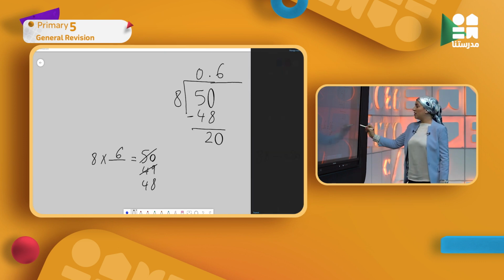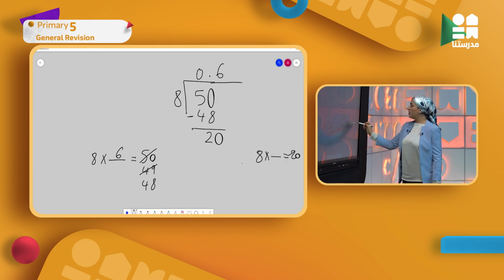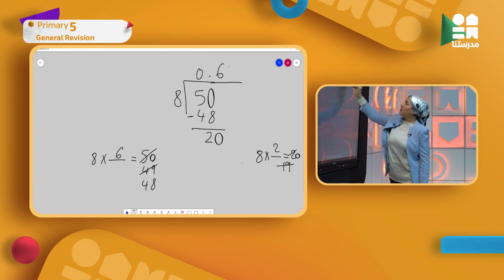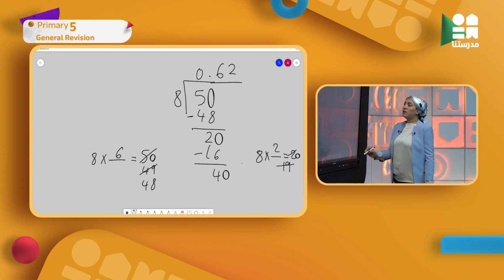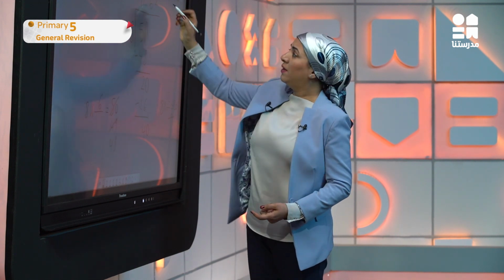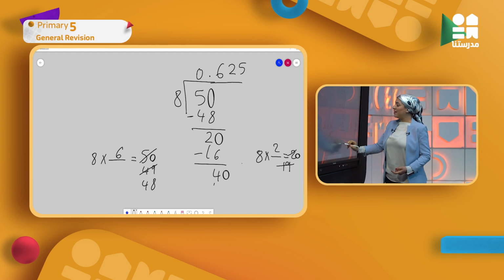So here again in table 8, 8 times what gives me 20? None, I ignore it. Then I will take 19. I ignore it. And so on till I reach 16, which is 8 times 2. So it's 2. 2 times 8 is 16. Subtracting them will give me 4. Again, another 0. So here 8 times what gives me 40? None exactly, the closest in table 8 is 8 times 4. No, it's 5, I'm sorry. 5 times 8 is 40.